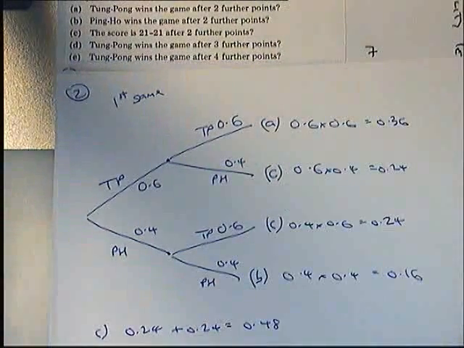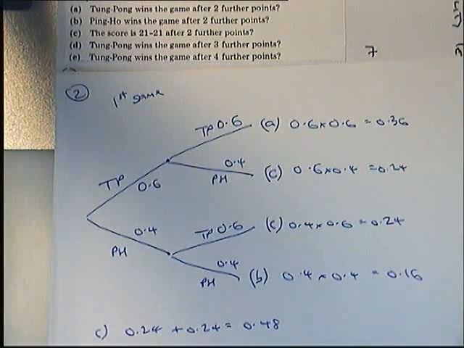For part D, TP wins the game after 3 further points. So we've got 3 points. How can TP win the game after 3 further points? Who has to win which of these 3 games for TP to win after 3 further points?